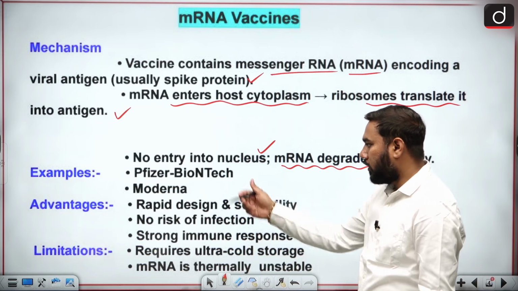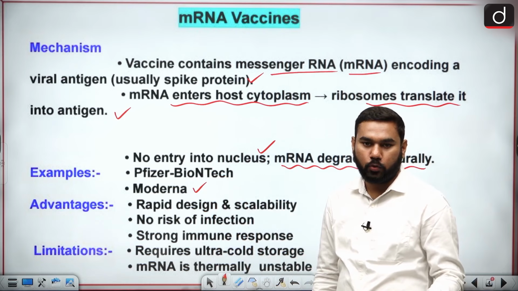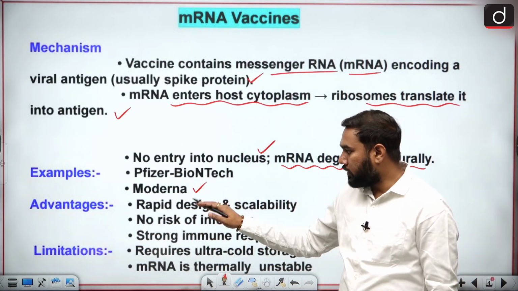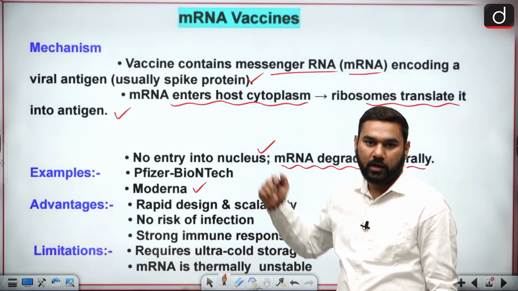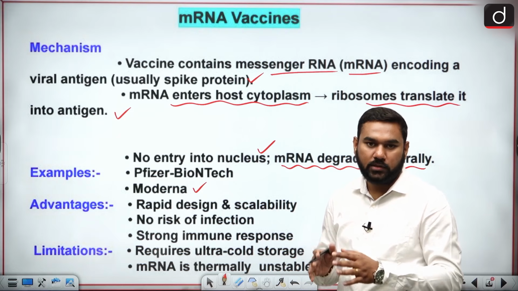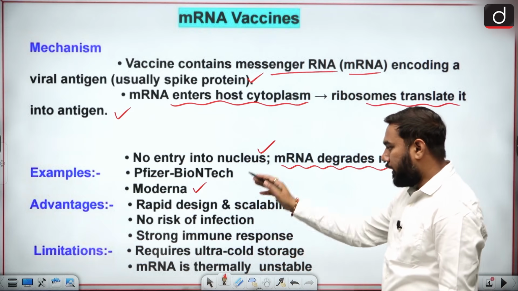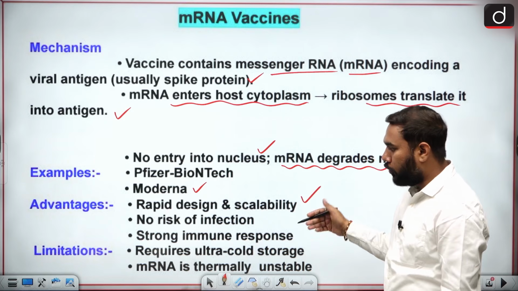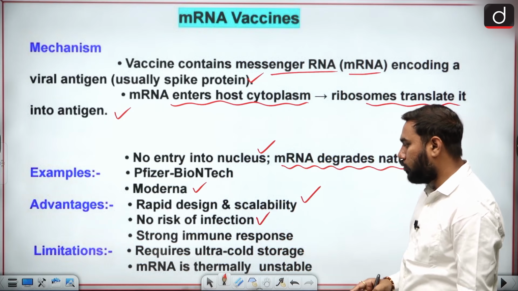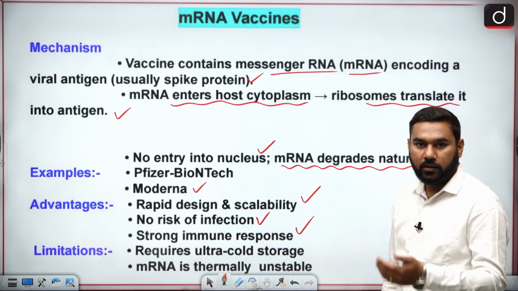Like America made vaccines on an mRNA-based platform, the Pfizer one and Moderna, both related to corona, because this technology came in front of us after corona. So USA-based Pfizer and Moderna are based on mRNA vaccination, with very high attacking power, and we can say very high protective power against the coronavirus. What are the advantages? Rapid design and scalability. We can produce in very high volume. There is no risk of infection because only a very small part of RNA is used, and there is a high immune response. So your immune system becomes very active.